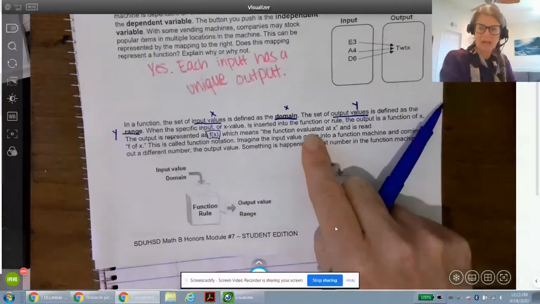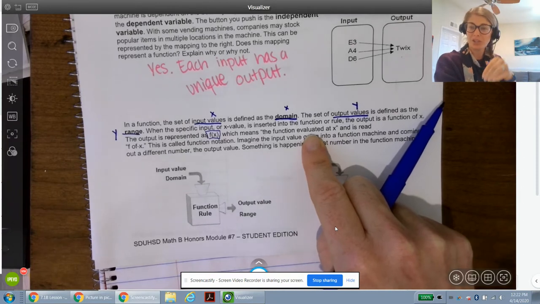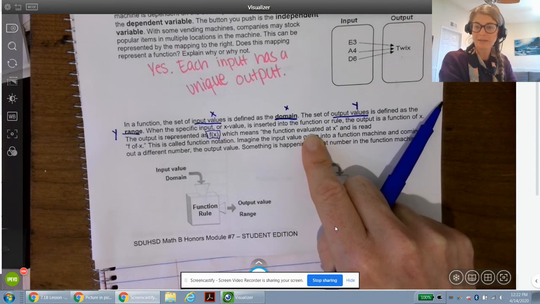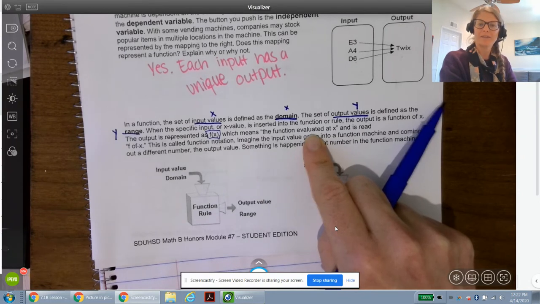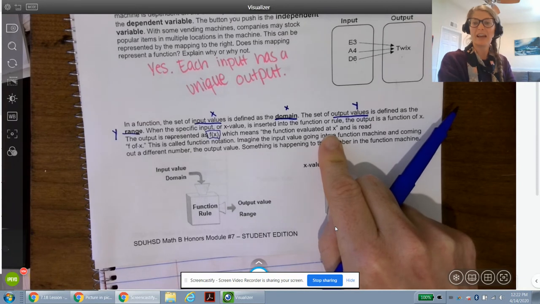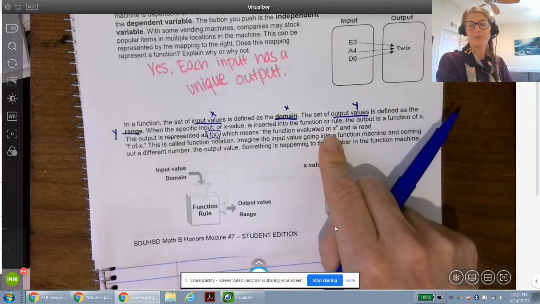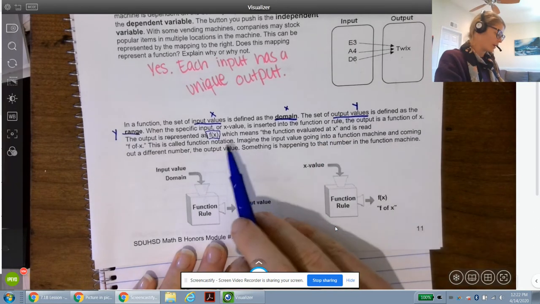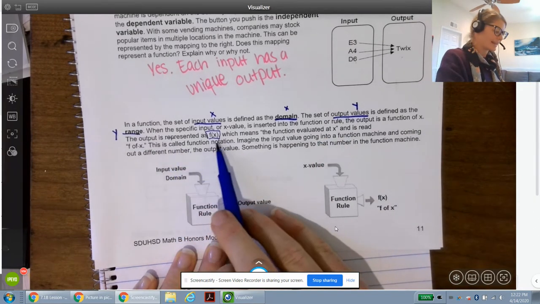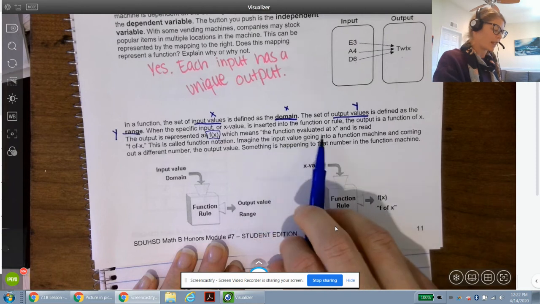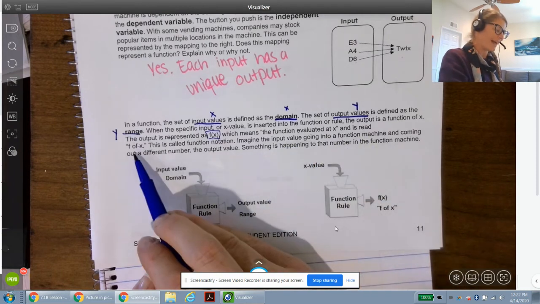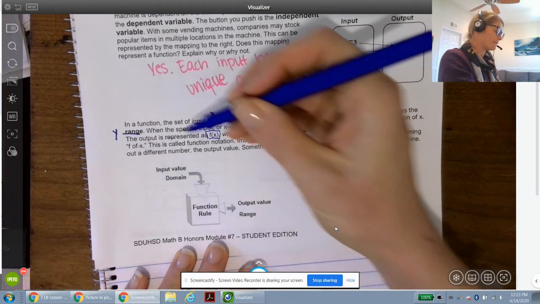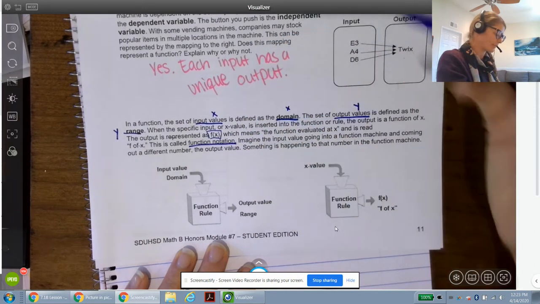Remember what evaluated means. Evaluated means we substitute into an expression and simplify. So that's exactly what it means. F of X, whatever that X value is, we're plugging in, we're substituting into that equation or expression and simplifying. The output is represented as f of X, which means the function evaluated at X, and is read f of X. This is called function notation.